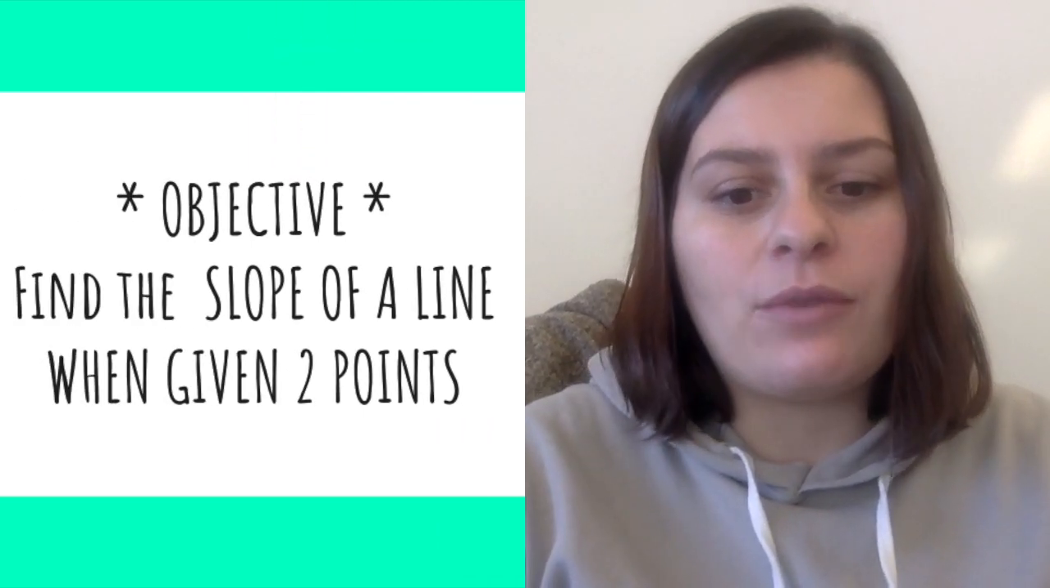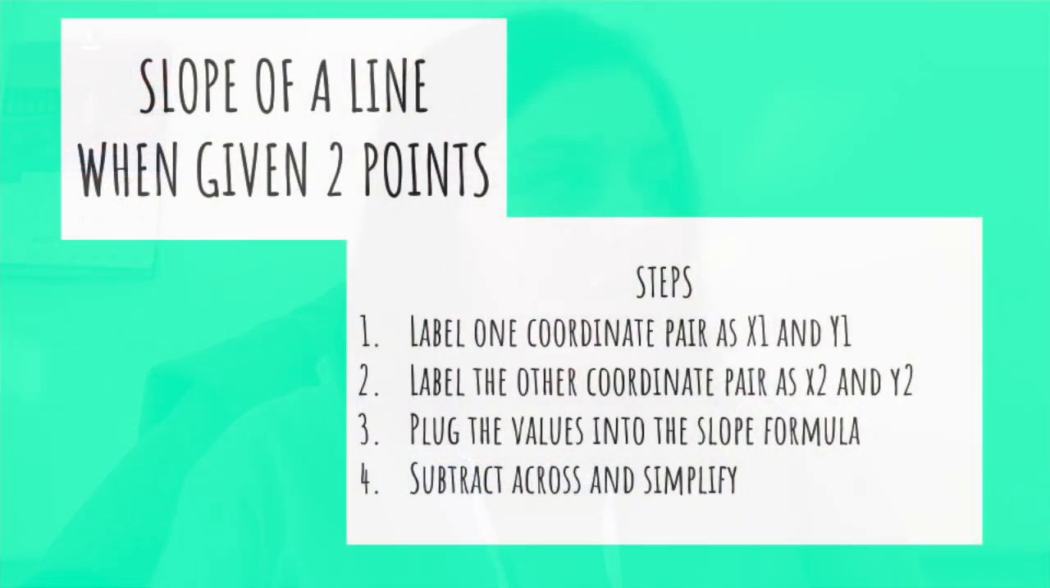So today our objective will be to find the slope of a line when we are simply given 2 points on that line. First, let's look at the steps we should take. First, let's label one coordinate pair as x1 and y1. Second, let's label the other coordinate pair as x2 and y2. Then we're going to plug the values into the slope formula, which we'll look at on the next slide. And then once we plug in those values, we're just going to subtract across and then simplify.